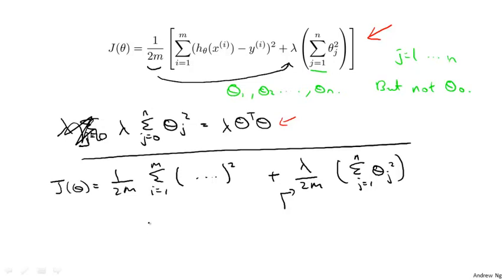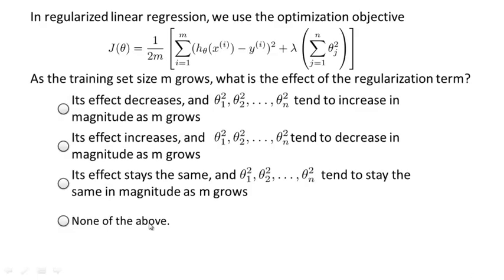So the next property I would like to ask you to figure out, in particular using our regularization objective: as the training set size m grows, what is the effect of the regularization term?